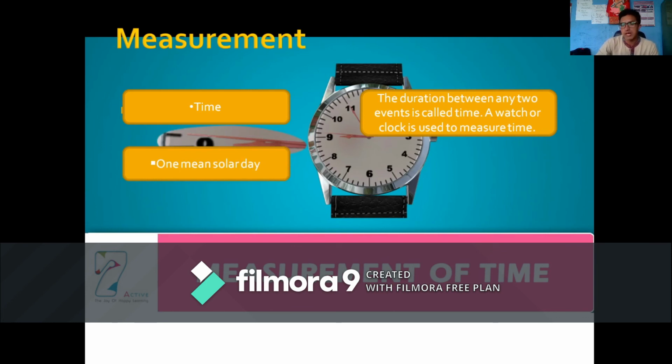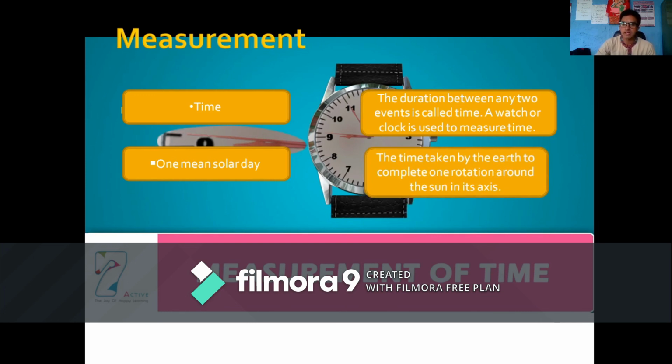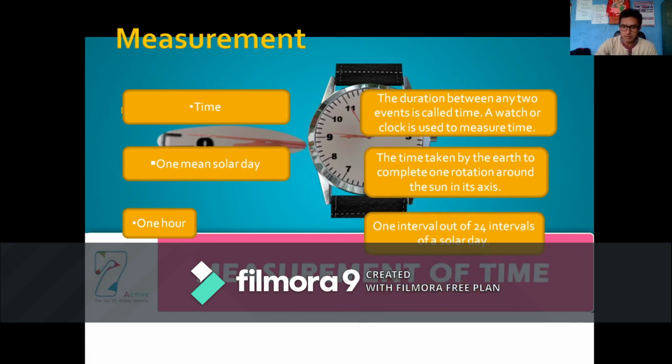Time. What is time? The duration between any two events is called time. A watch or clock is used to measure time. 1 mean solar day, the time taken by the Earth to complete one rotation around its axis, is called 1 mean solar day. It takes 24 hours. 1 hour is 1 interval out of 24 intervals of a solar day. 1 second, 1/86400th part of a mean solar day, is called 1 second.